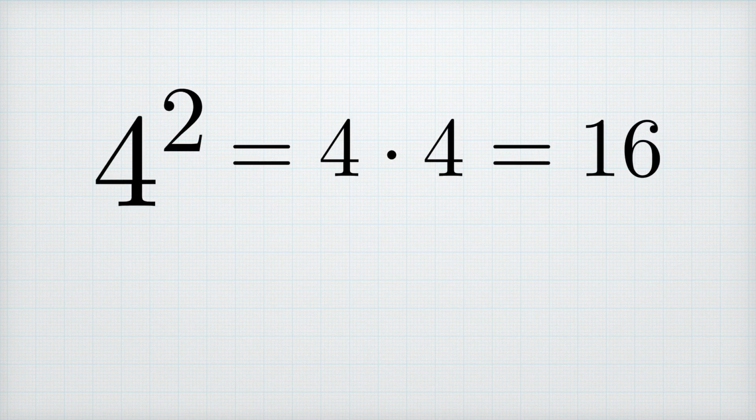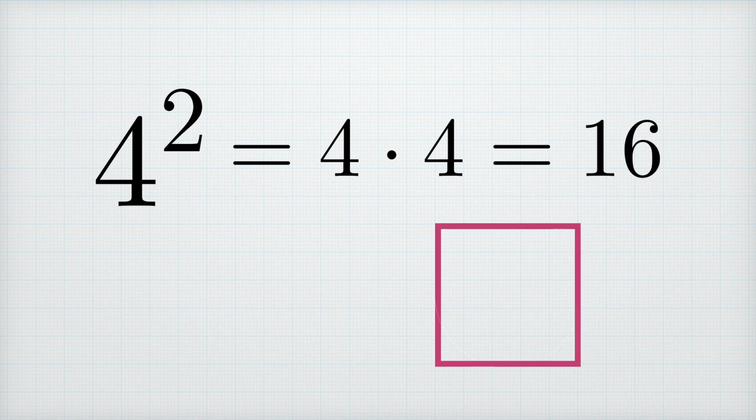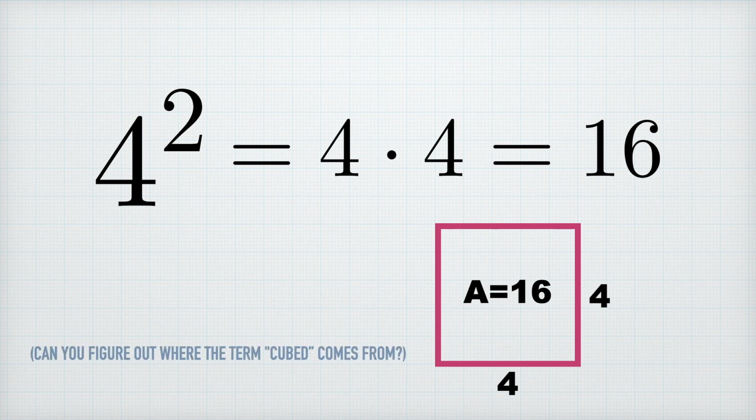If we have some number raised to the second power, we say it's squared. So here, 4 squared is 4 times 4, which is 16. If we have a square whose side length is 4, the area of the square is 16 because the area of a square is base times the height. So 4 times 4. That's where we get the term squared.